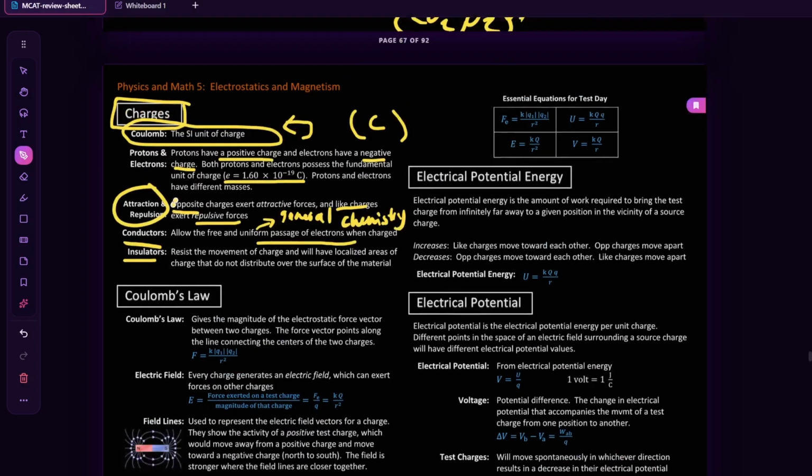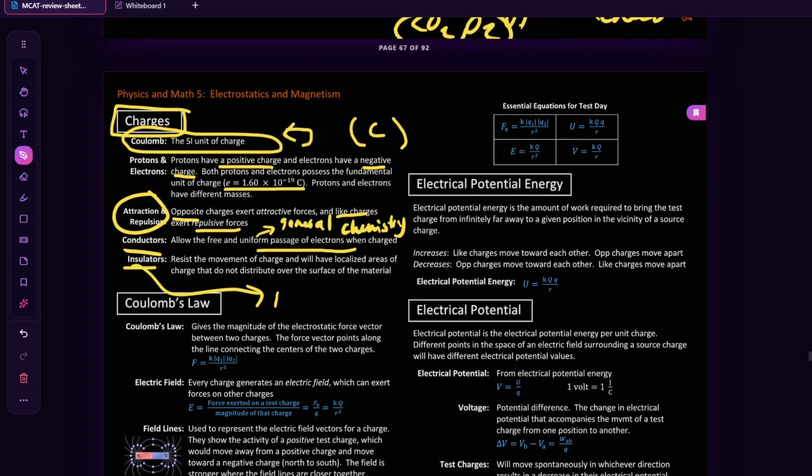Insulators, on the other hand, you can relate this to the myelin sheath in biology. I'm trying to relate this to other subjects because they're all relevant to each other. Insulators resist the movement of charge and will have localized areas of charge that do not distribute over the surface of the material. For example, rubber or plastic will resist the movement of the charge, so they're doing the opposite of what conductors do. That's why when you rub a balloon on your hair, the balloon is an insulator, so the charge that you rub onto it stays right where you rubbed it instead of draining away.